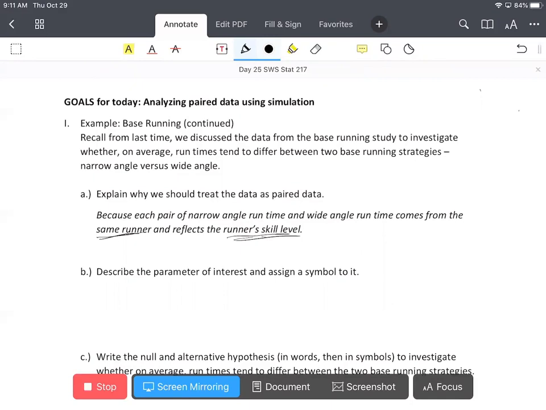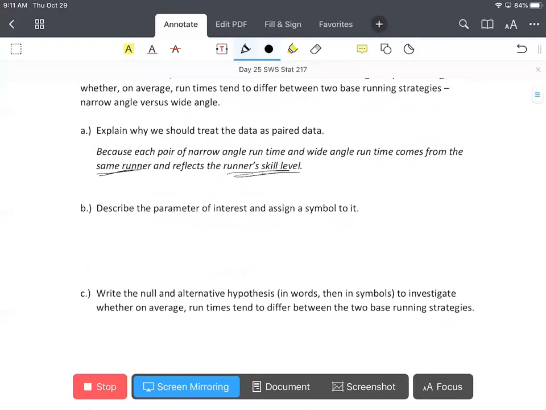Describe the parameter of interest, and assign a symbol to it. Remember, when we're talking about run times, hopefully you're thinking, okay, run times, we're looking at seconds. In my case, maybe minutes, but let's go with seconds. Just joking. So the parameter is going to be mu. And remember, we used N and W for narrow and wide. So I'm going to do N minus W.